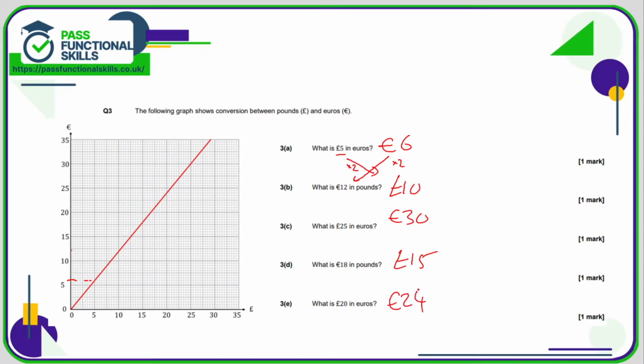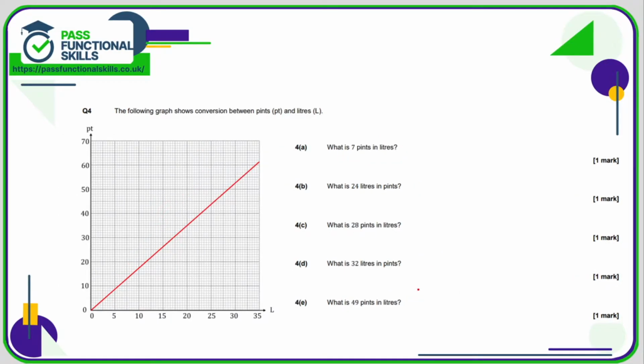If you're a tiny bit out on any of these, it's probably fine. Here we've got pints up the side, so we're going up 10, 20, 30, 40, 50, so each faint line is 1 pint, whereas here we're going up in fives, so every 2 lines is 1 litre. So 7 pints in litres, here's 5, 6, 7, kind of hard to tell, but I would say that that is arguably 3.5, but I'm going to call that 4 litres because I prefer whole numbers.